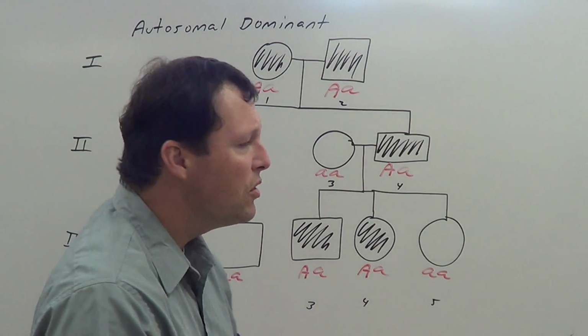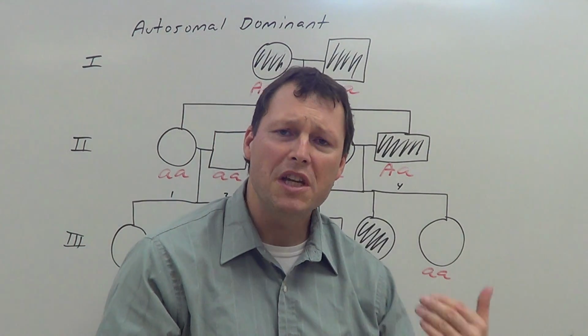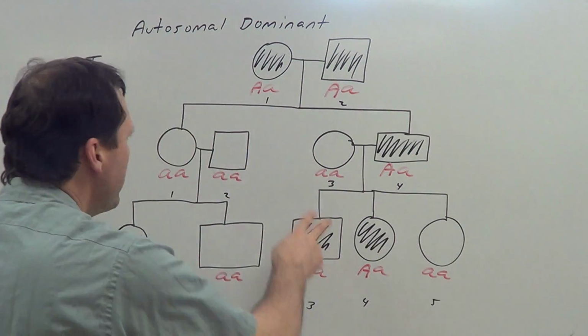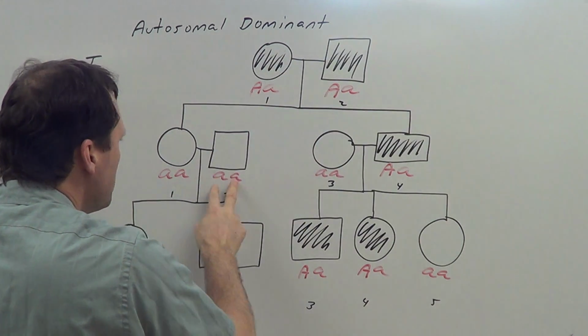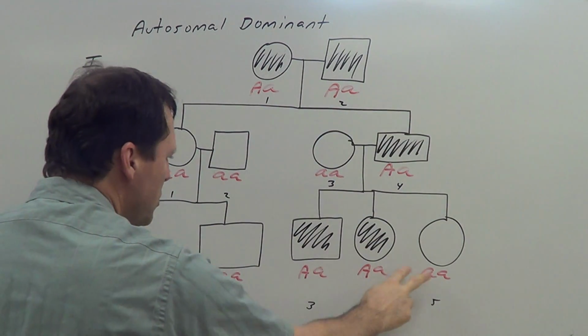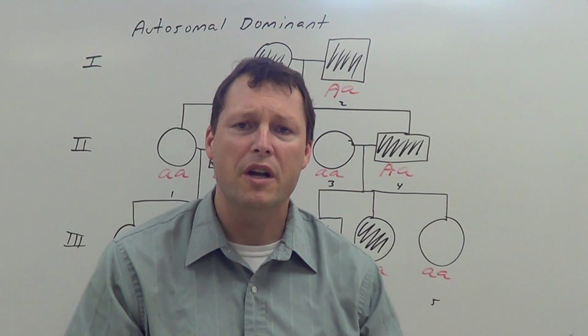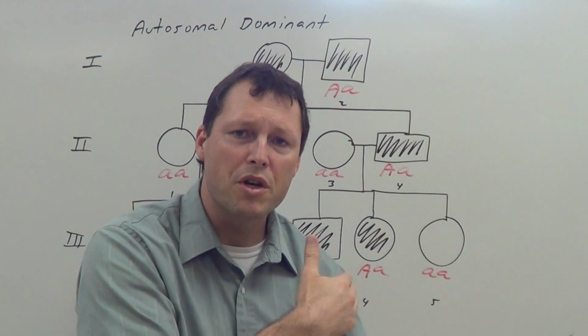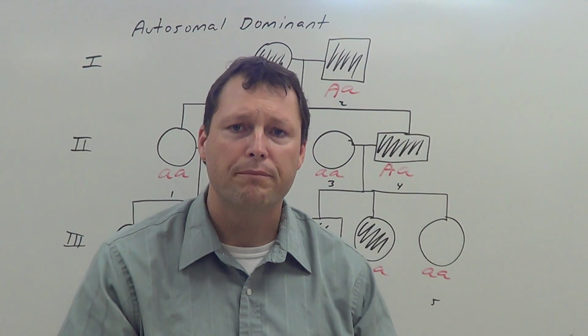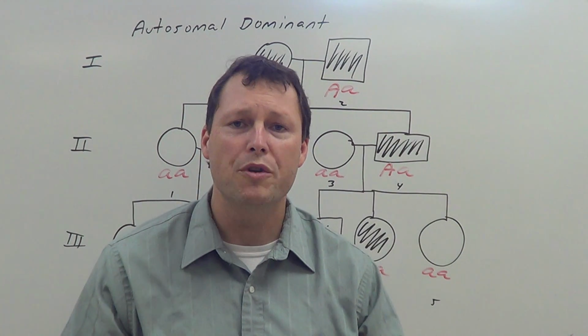Now, as a final check, I want to make sure each individual has two letters below their name. 2, 2, 2, 2, 2, 2, 2, 2, 2, 2, 2. Just as a final check. If I see two letters there, I know that their genotype has been written down there. And that's going to be it for autosomal dominant traits.